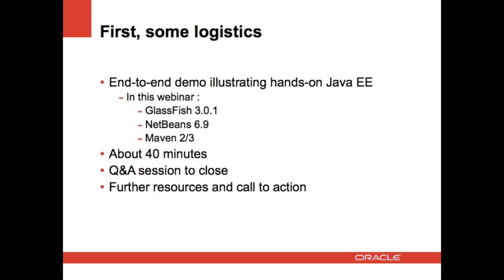So first, some logistics. This is an end-to-end demo, so it is one big demo actually illustrating hands-on Java EE6. We'll be using stable versions of all the software here, so starting with Glassfish 3.0.1. 3.1 will be out real soon, but I thought it'd be better to actually have a stable version. We'll also be using NetBeans 6.9.1 and Maven 2. Actually, Maven 3 works as well, but we'll stick to Maven 2 at this point.